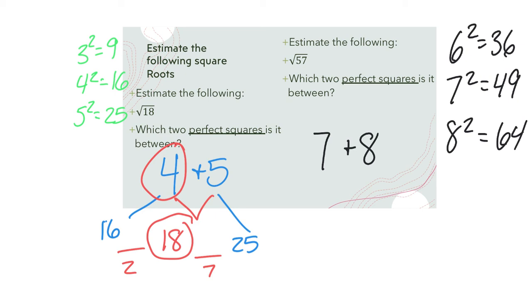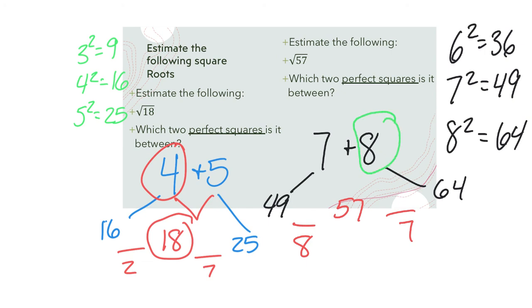And let's just talk about it. Which one is it closer to? Well, 7 squared was 49. 8 squared is 64. And the number we want to find is 57. So which one would it be closer to? Well, from 49, it's 8 away. And from 64, it's 7 away. So it's pretty close. It's almost right in the middle, wouldn't it be? But it is a little bit closer to our perfect square of 8. So 57's estimated square root would be somewhere in between 7 and 8.